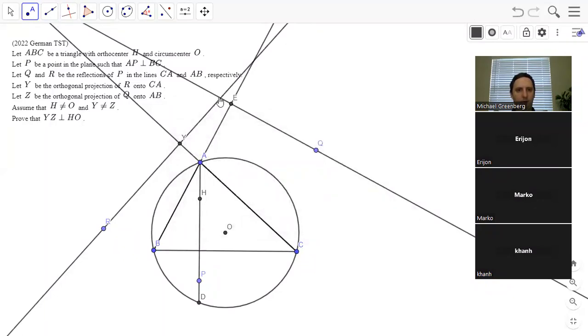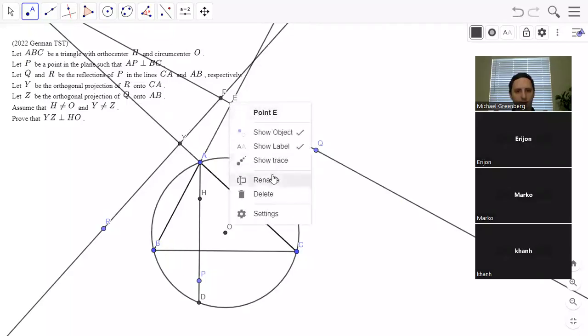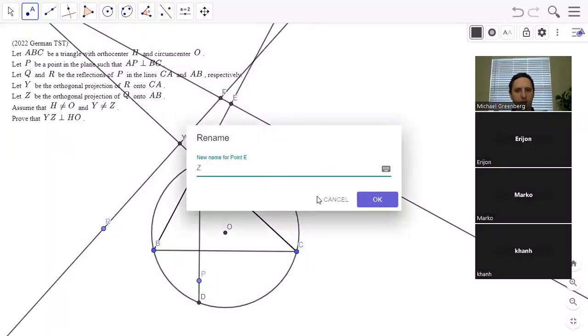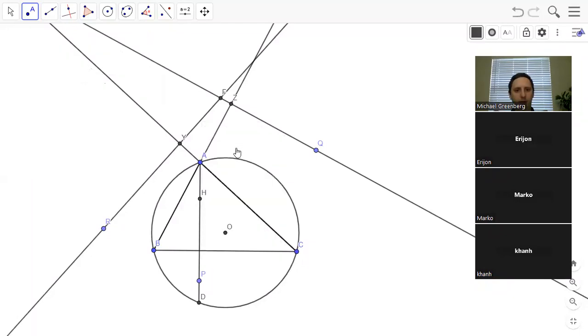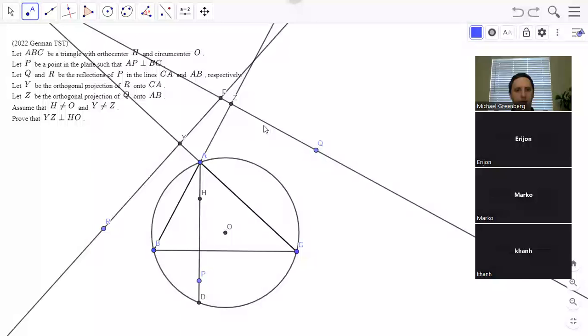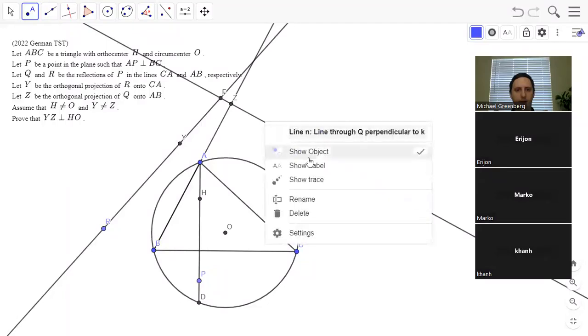I don't know if it's worth drawing this point. Why not? Prove that YZ is perpendicular to HO. So I wonder if by using homotheties, I wonder if it matters where point P is, or if we could do some kind of homothety that makes it so it doesn't matter.